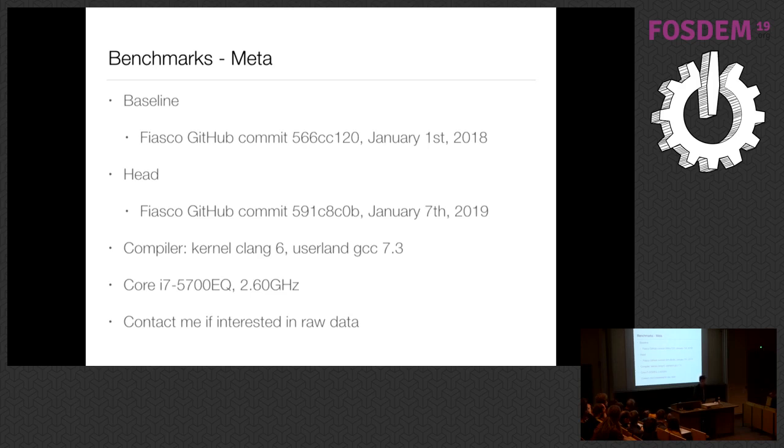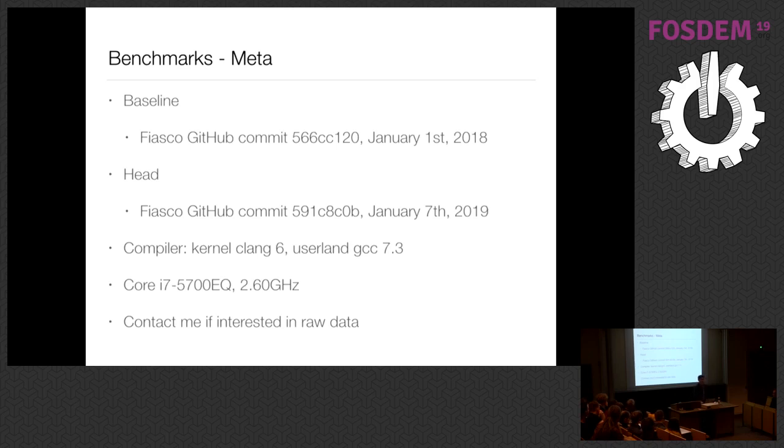I used Clang 6 to compile the kernel. The userland was compiled with GCC 7.3. As platform, I used a Core i7 machine, a quad-core machine with hyper-threading, usually running at 2.6 gigahertz. If you're interested, I can send you the raw data I gathered. There are more numbers than I present here, so I can share that with you.